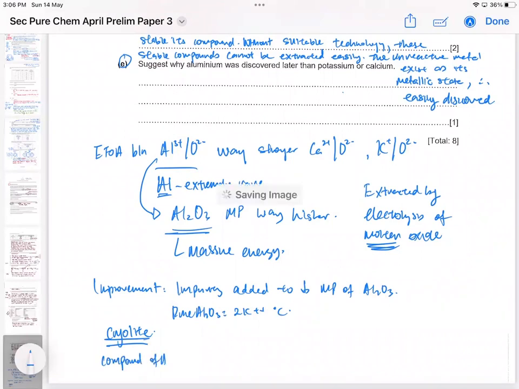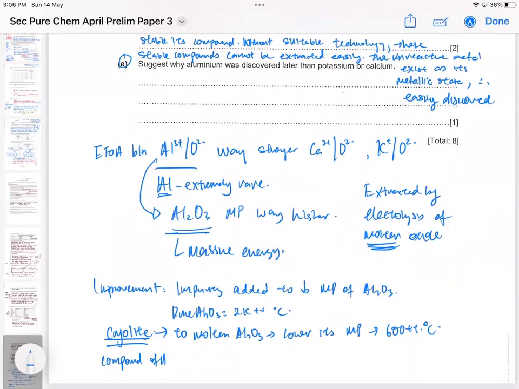this is added to molten aluminum oxide to lower its melting point to about 600 plus degrees Celsius. So the melting point is reduced by about 3 times. So the amount of energy that you need to keep it molten becomes drastically cheaper. So it becomes very, very cheap for the aluminum to be extracted, compared to prior to the discovery of this.